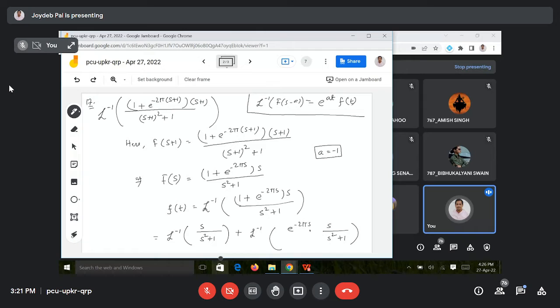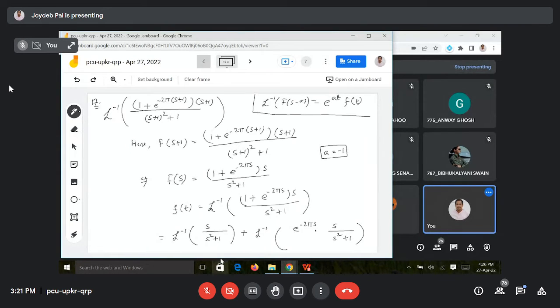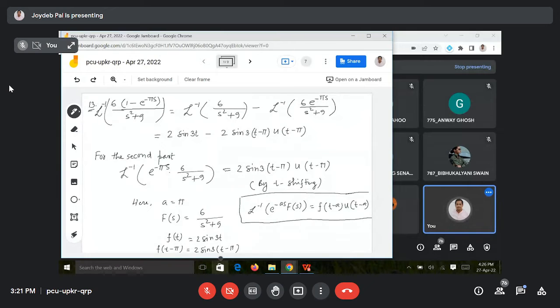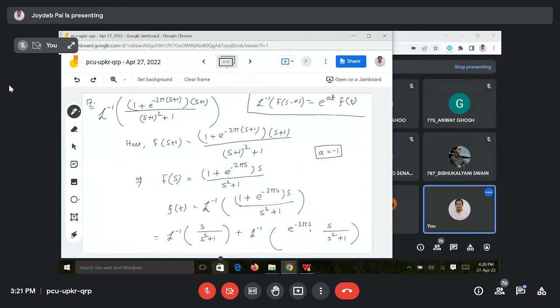The form is e to the power minus as into fs. So a is 2 pi, right? Yes, a is 2 pi and fs is s divided by s square plus 1. So we got a and we got fs. So from fs we will get ft. What is ft? Look, ft is already found.